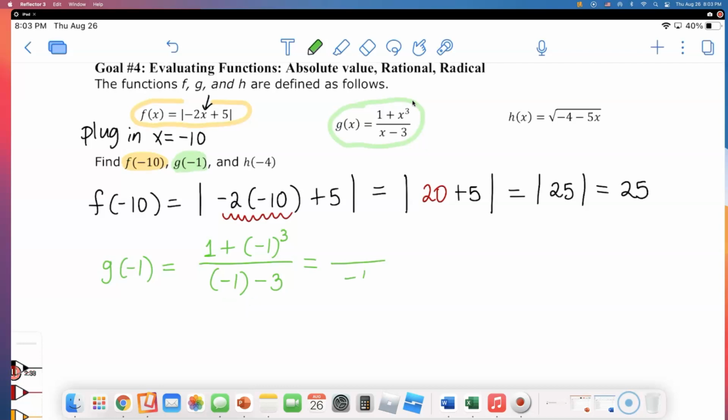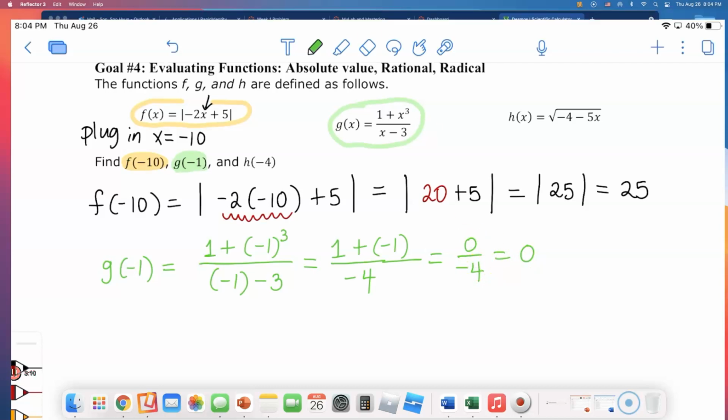That is -4. The top of the fraction, well, this will be 1 plus -1, right? Because if you multiply -1 by itself 3 times, that's going to be -1. So take a look at the numerator. The numerator becomes 1 minus 1. That is 0. So when the top of the fraction is 0, the entire fraction becomes 0 because we're dividing 0 by -4.